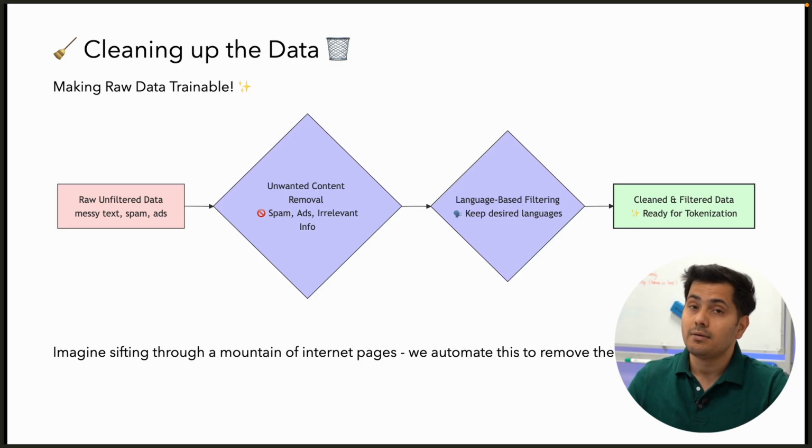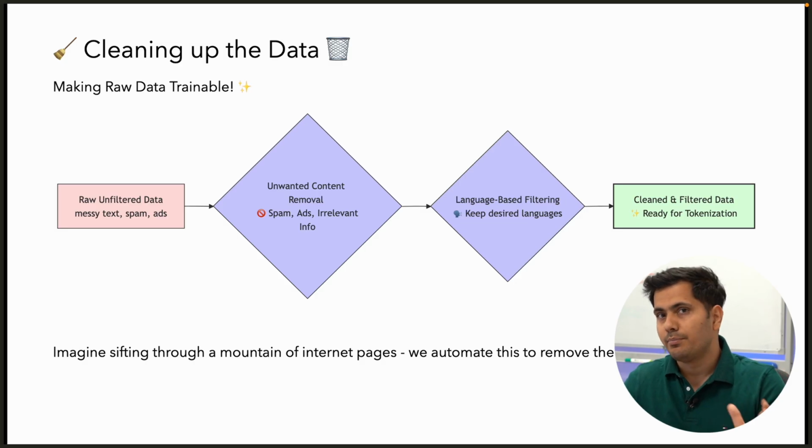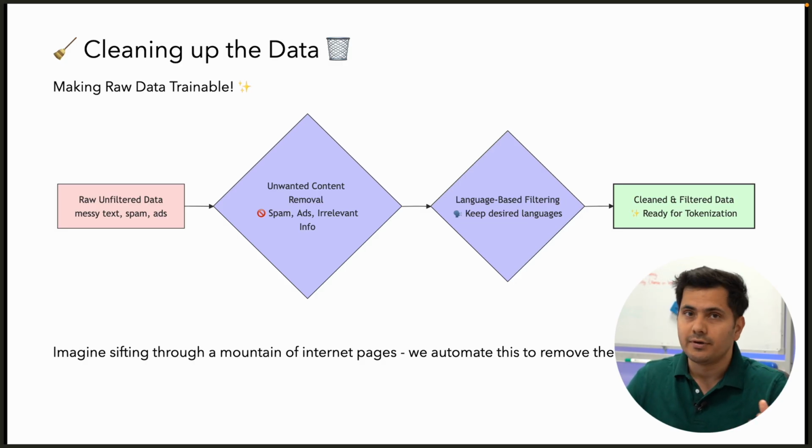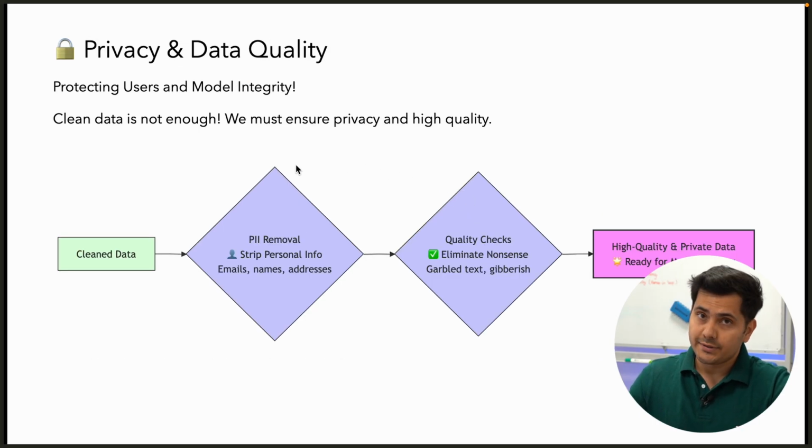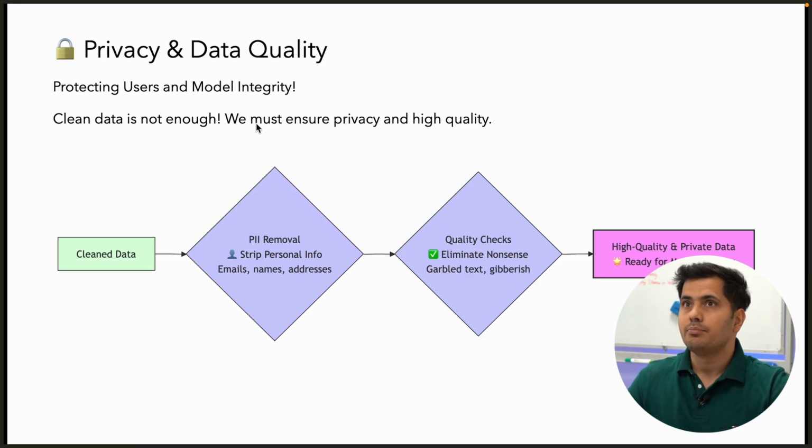If you're training a model in English, then you probably want to filter for English datasets rather than training on datasets or websites from other languages. And finally, once you have gotten rid of things that you don't want, then you have your cleaned and filtered data. This is yet another step of data processing that is usually done when these models are trained.